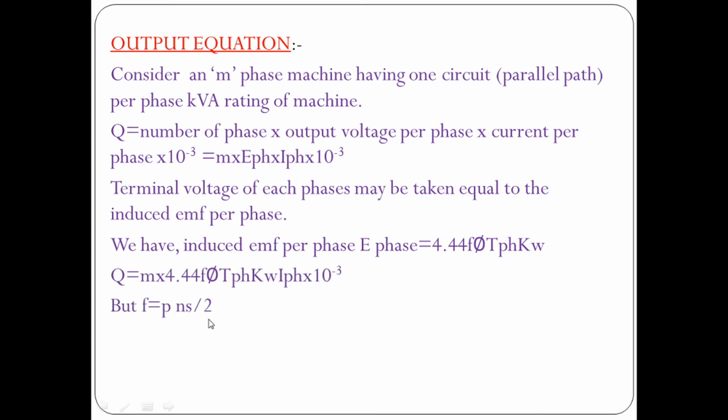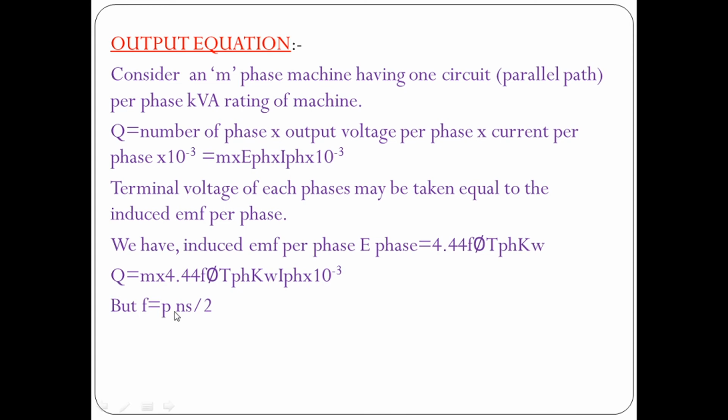Then you can substitute this value. So Q is equal to the number of phases M into output voltage per phase E ph. You can substitute the value 4.44 f phi T ph kw, into I ph, into 10 to the power minus 3. So that is the value of Q. Q is equal to M into 4.44 f phi T ph kw I ph into 10 to the power minus 3.